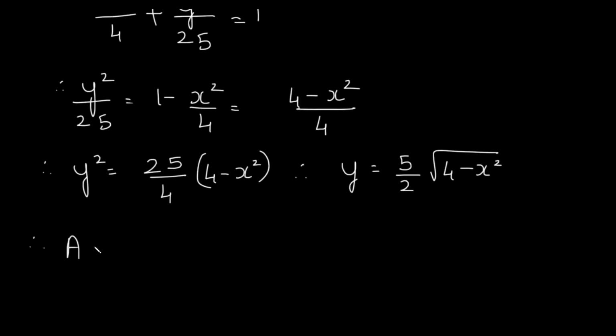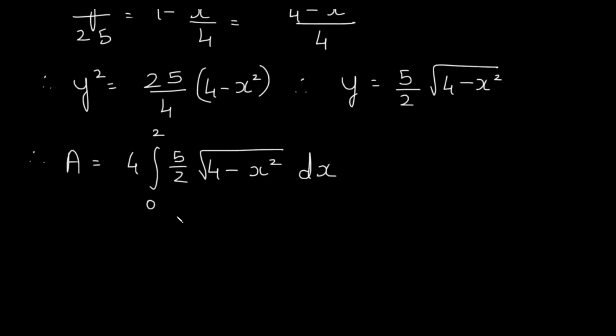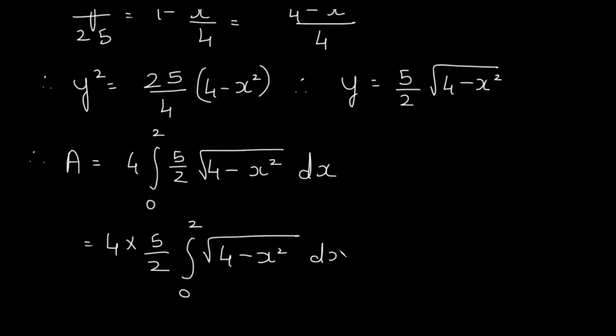And therefore A, the required area of the ellipse, is equal to 4 times the integral from 0 to 2 of 5 upon 2 root of (4 minus x square) dx. Now we are going to take 5 upon 2 outside. So 4 into 5 upon 2, and the remaining part of the equation this way. Over here 4 and 2 get cancelled, so we get 10 times the integral from 0 to 2 of root of (4 minus x square) dx.